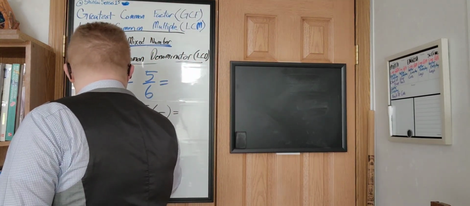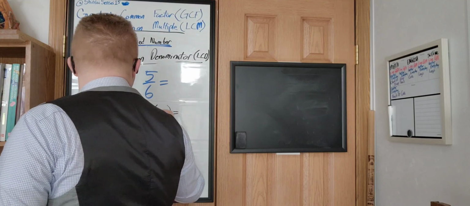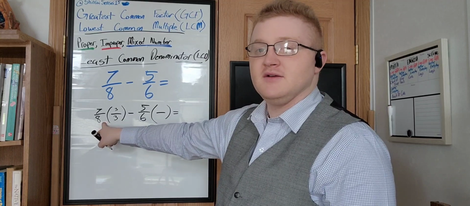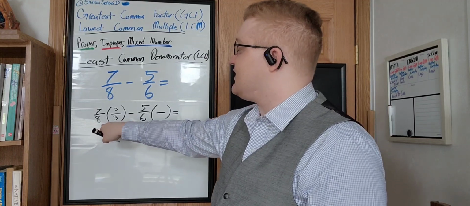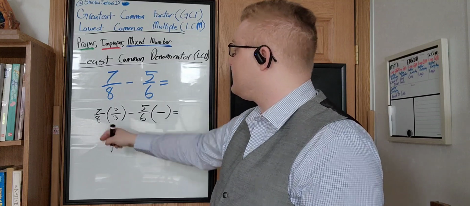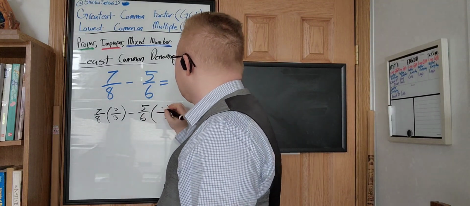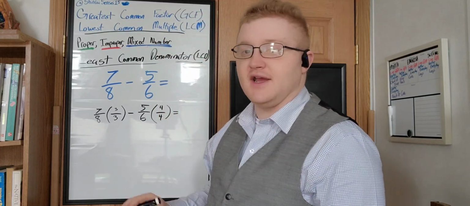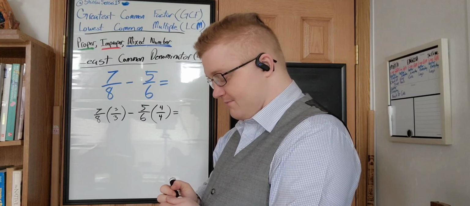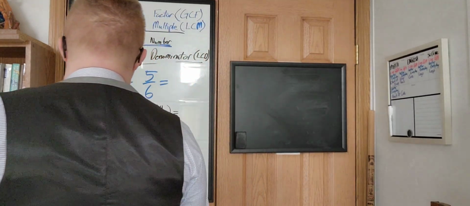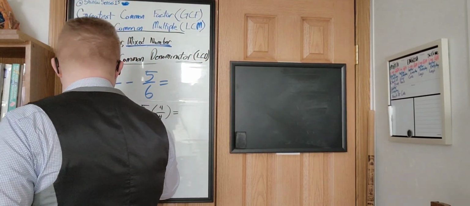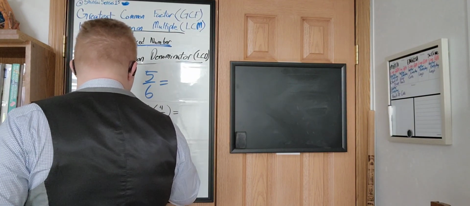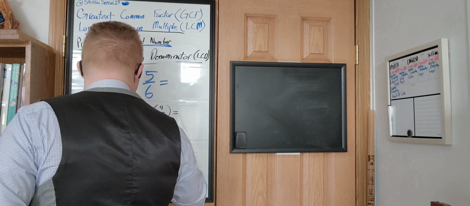So, when it comes to the 7/8, we need to multiply 3/3 by 7/8. Okay? And when it comes to the 5/6, we need to multiply 4/4 by 5/6 to give us a fraction over 24. Okay? So, in this case, this will be 21/24 minus 20/24.